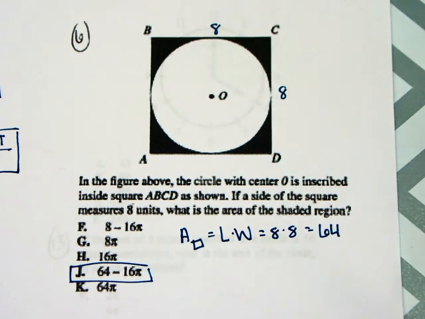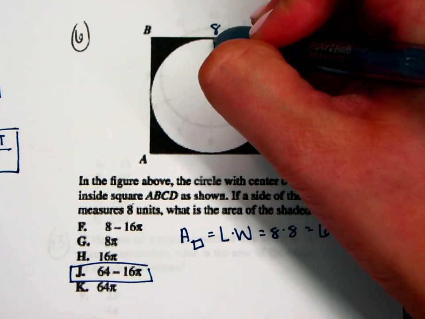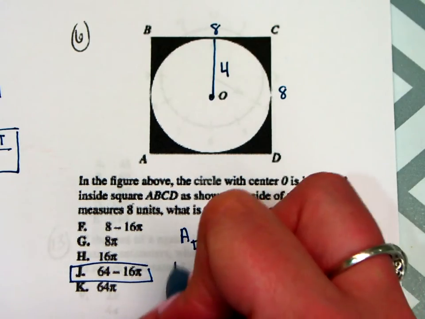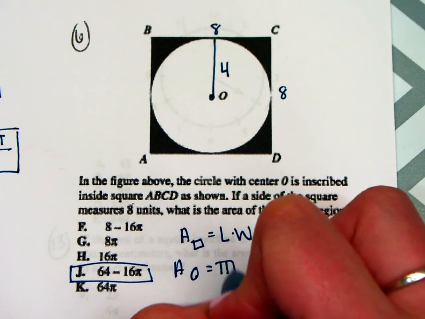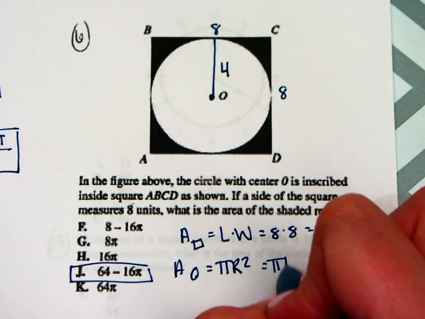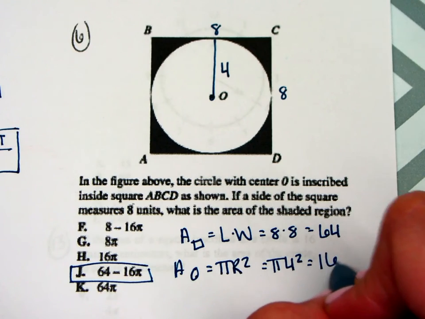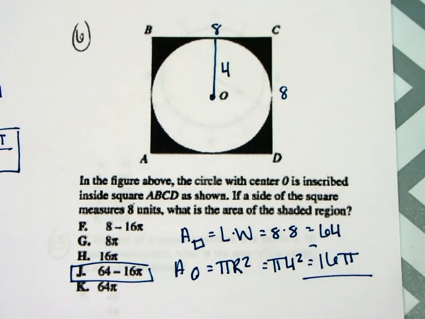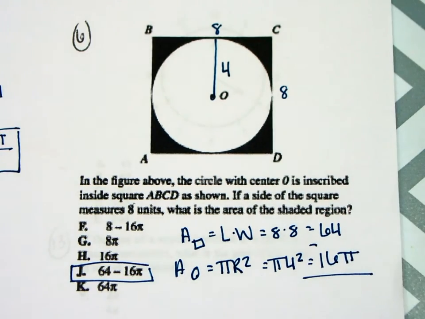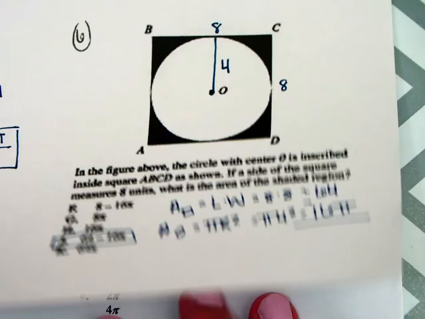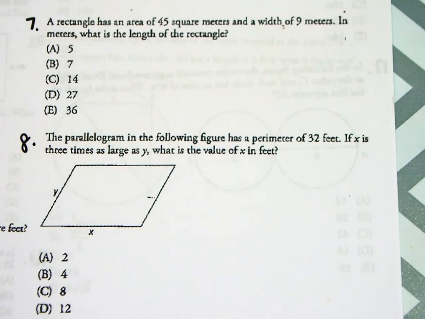However, let's continue. The radius measurement is 4. So the area formula for a circle, pi r squared. Pi times 4 squared is 16 pi. We are subtracting those areas, which is option J, 64 minus 16 pi. Remember, squares and circles, you can never combine them together. So chances are you're going to have pi in your answer as well as a whole number or a decimal.